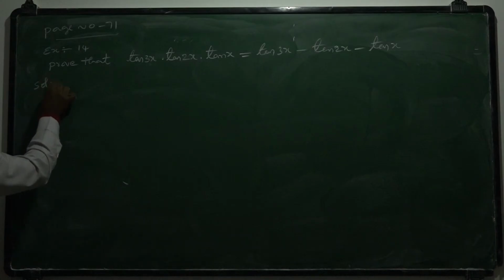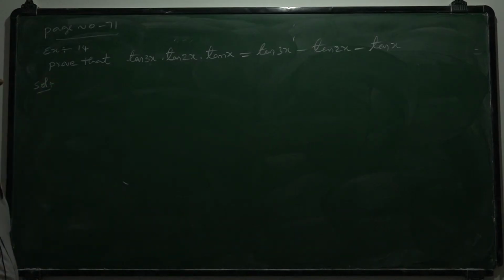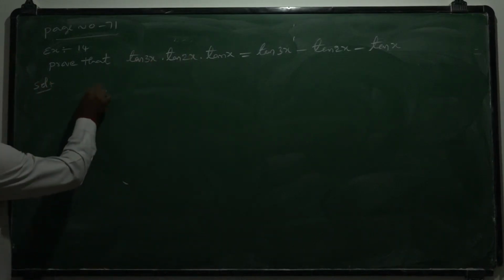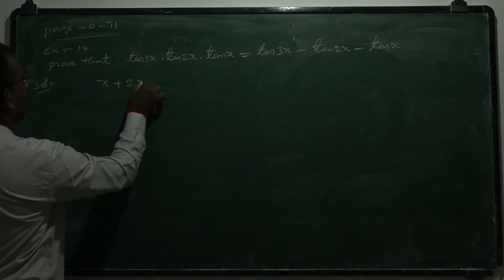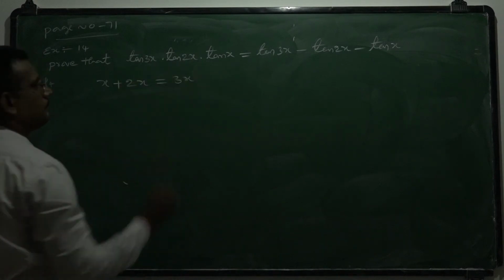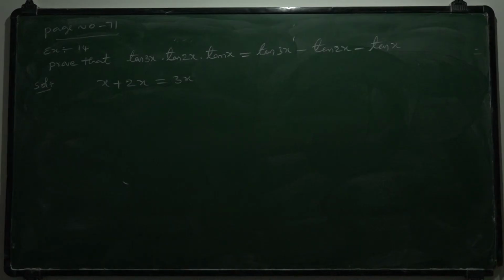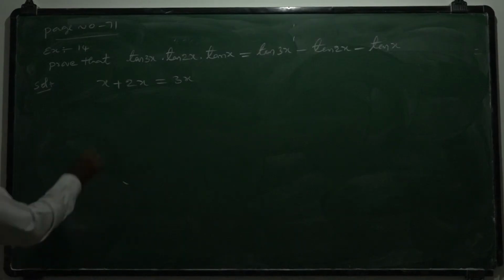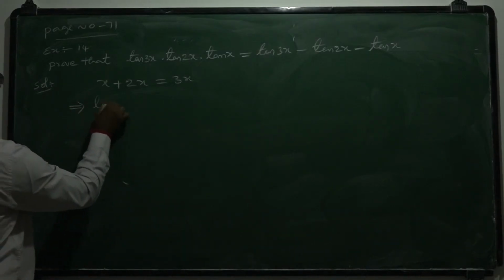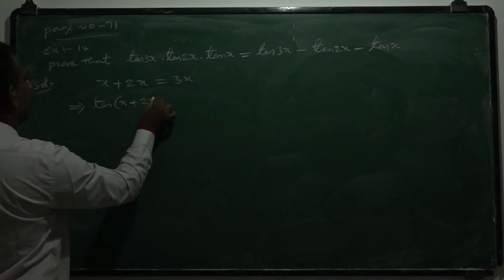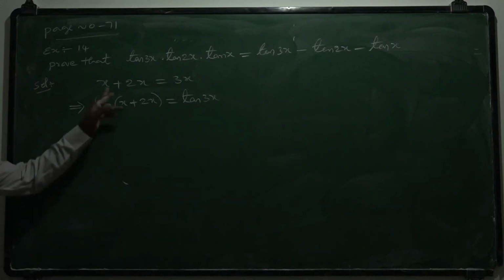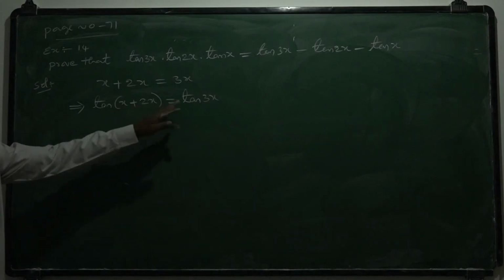Solution. So consider x plus 2x is equal to 3x. Taking tan on both sides, tan of x plus 2x is equal to tan 3x.